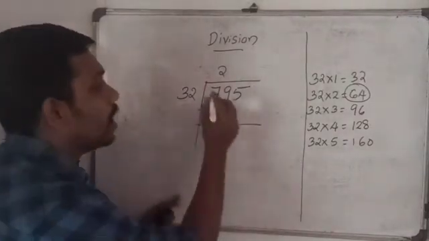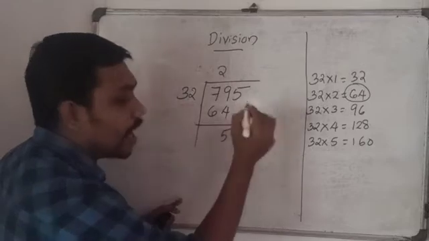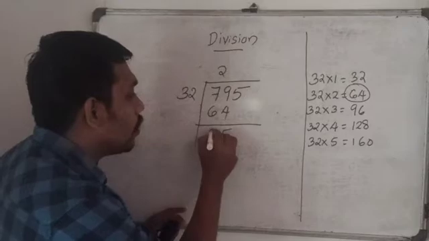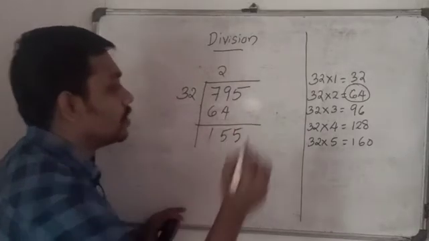9 minus 4 is 5. And also 7 minus 6 is 1. So the answer is 156.